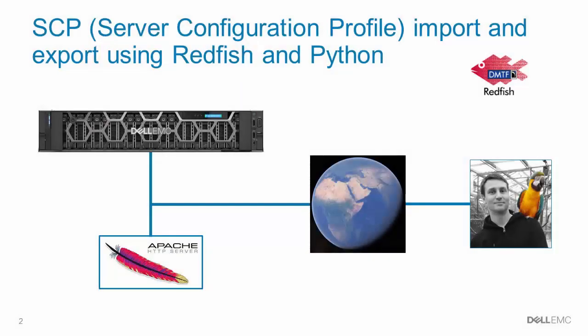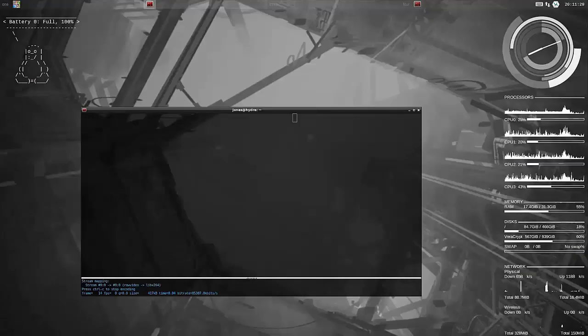So this is a diagram of what we're planning to do. It's a 14G server. There's an Apache web server. There is the Earth, and I'm on the other side of it. You may disregard the colorful bird for the moment. We're going to take the settings from the 14G server, put it on the Apache web server, modify it, and then put it back again on the 14G server, and verify that the settings have been updated.